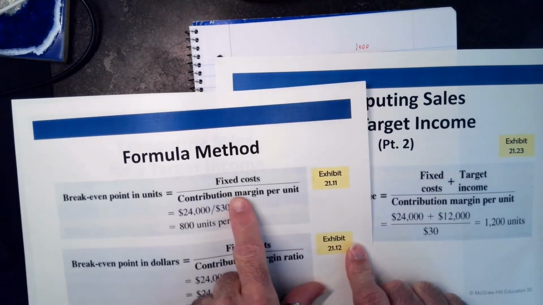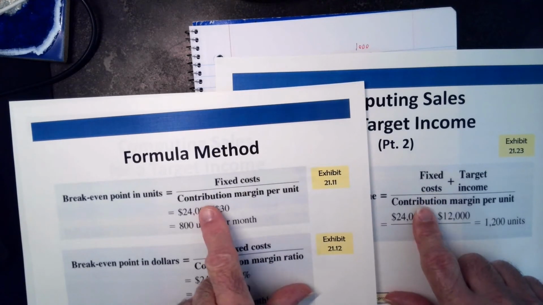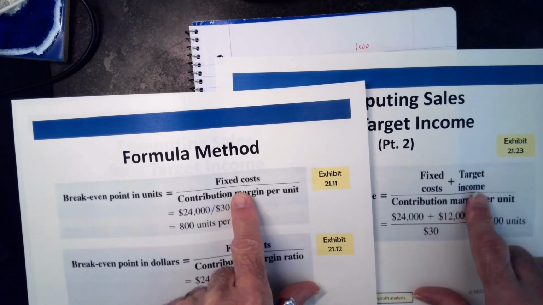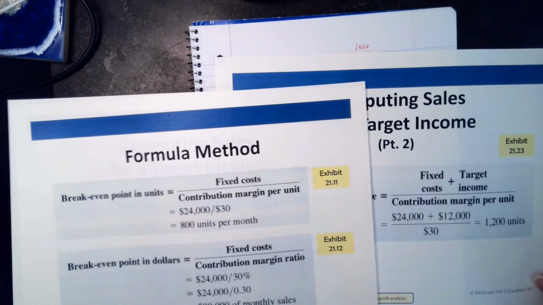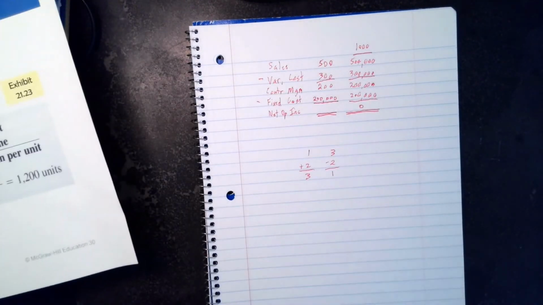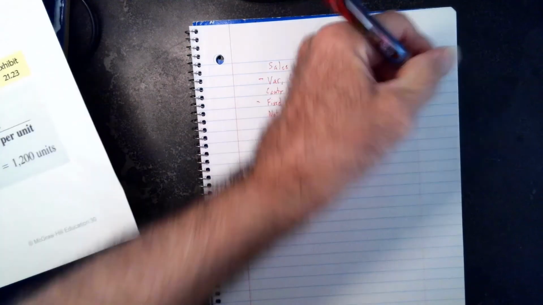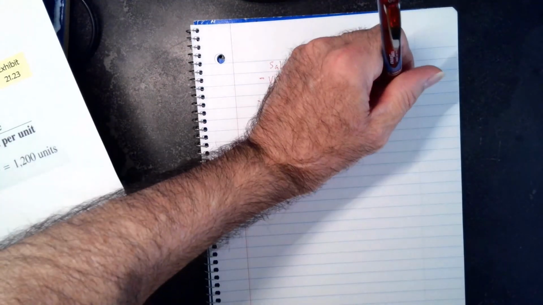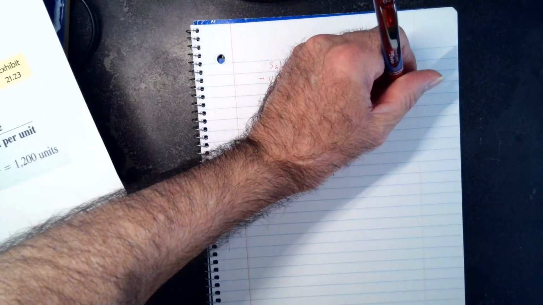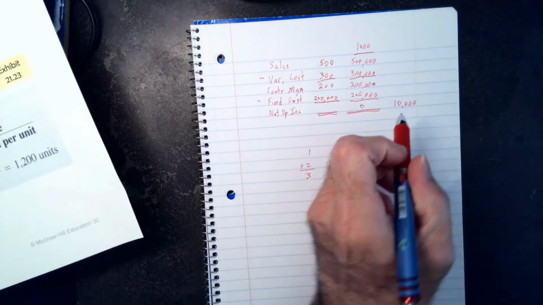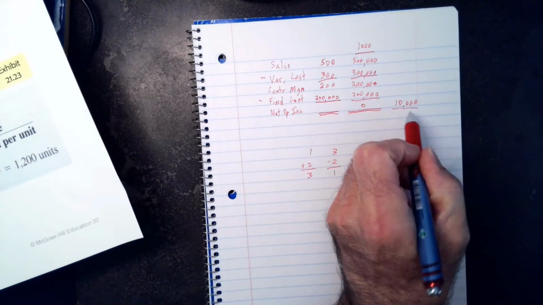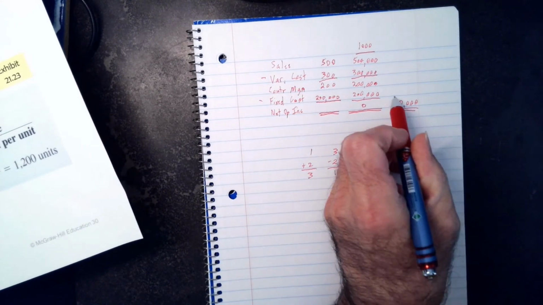Let's look. We got fixed costs in the numerator. We have contribution margin per unit. The only thing that's different is they throw in target income in the numerator over here on the right. So I'm going to try something here, and we're going to have a great time with this. I'm going to say that I want a target profit of $10,000. Okay, so my net operating income is going to be $10,000, and everything else remains the same as far as dollar per unit and stuff like that.